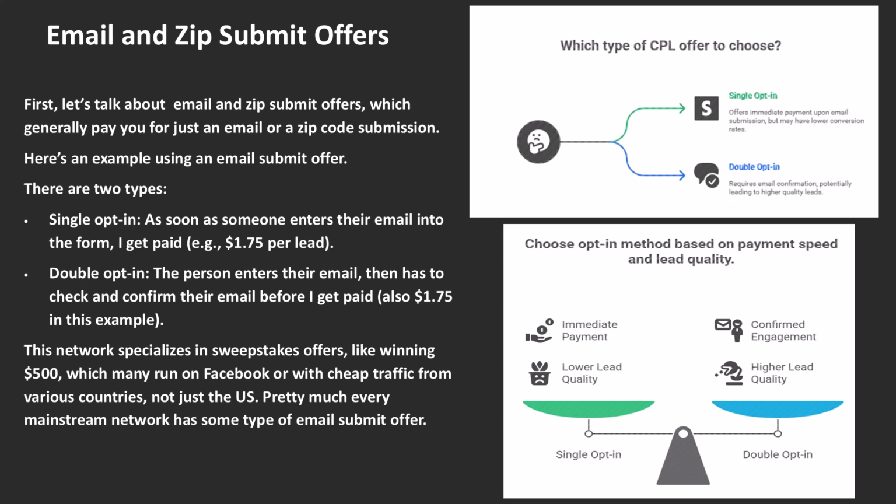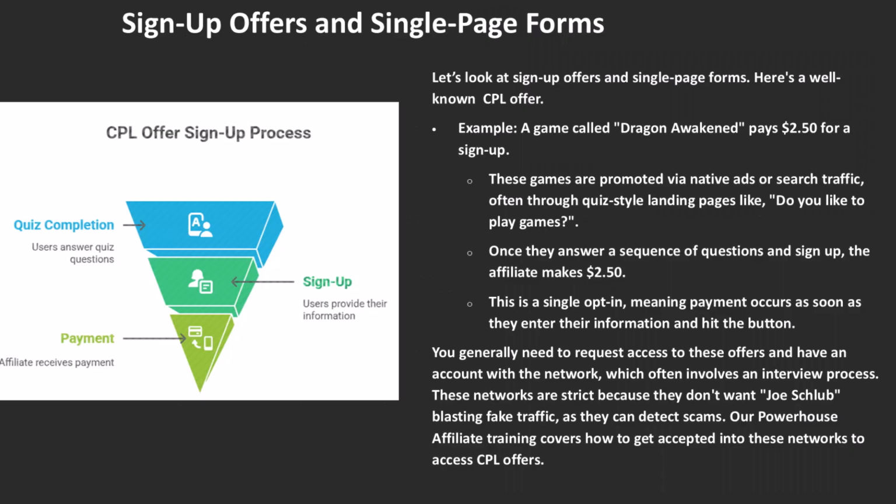Pretty much every mainstream network has some type of email submit offer. Next, let's look at sign-up offers and single-page forms. Example: a game called Dragon Awakened pays $2.50 for a sign-up. These games are promoted via native ads or search traffic, often through quiz-style landing pages like, "Do you like to play games?" Once they answer a sequence of questions and sign up, the affiliate makes $2.50. This is a single opt-in, meaning payment occurs as soon as they enter their information and hit the button.